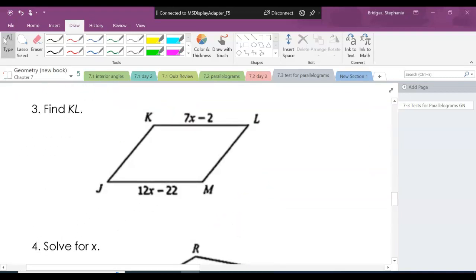All right, do E, 3. We did one of these yesterday. I want you to find the length of KL, but that means you're going to have to find X. So we set it up like this, right? You got to show me what you're talking about before I can answer yes or no. Right? You gotta go for X first.